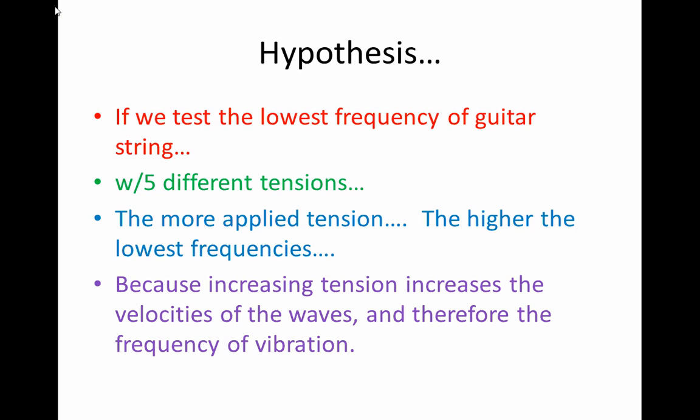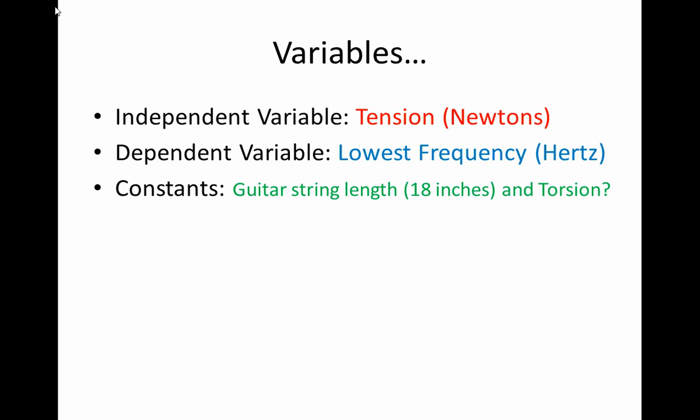So our hypothesis was, if we test the lowest frequency of a guitar string using 5 different tensions, then we predict that the more applied tension, the higher the lowest frequencies, because increasing the tension makes the waves travel at higher velocities and increases the frequencies of the vibrations. The independent variable is tension in newtons, the dependent variable is lowest frequency in hertz, and the constants are guitar string length, 18 inches, and maybe torsion. We tried our best to make that constant.